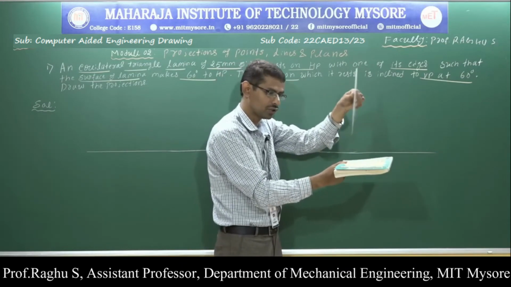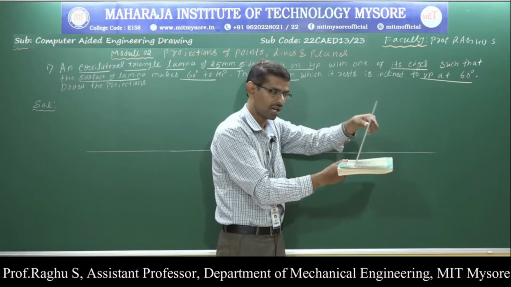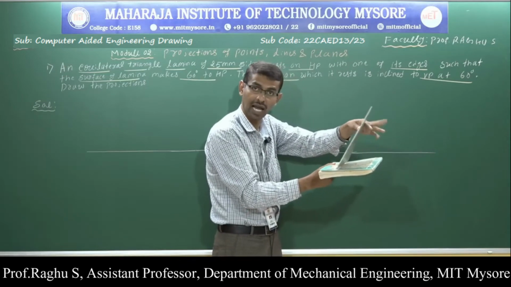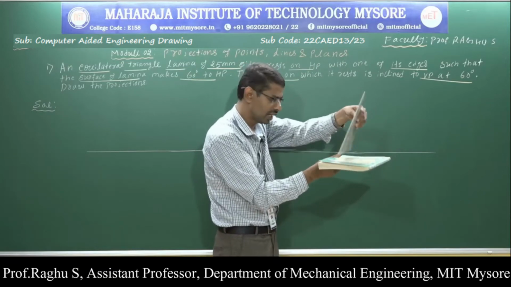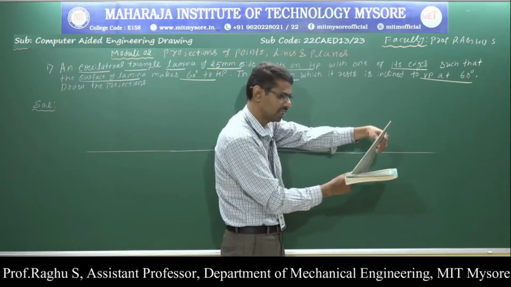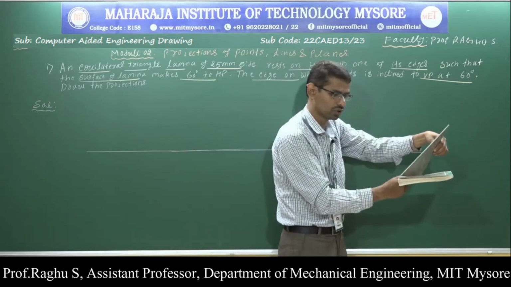So first, lamina resting on HP on side. Next, lamina inclined to HP at 60 degrees. Lamina inclination means the entire surface inclination. Next, this is the resting side, and this resting side is inclined to VP at 60 degrees. Now this is the actual position of the lamina.